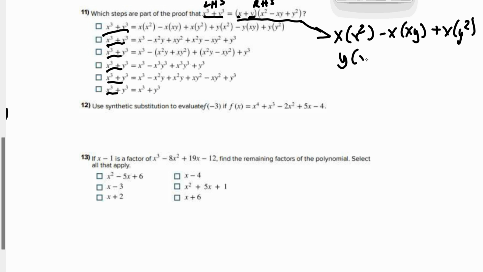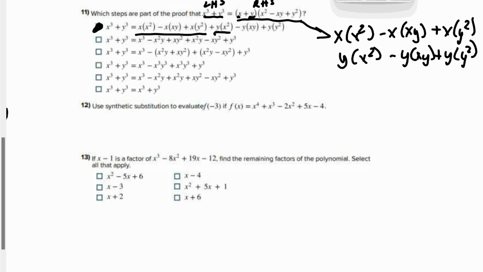So y times x squared, y times a negative xy, and then y times y squared. If we look at all these possibilities, we can see that step is right here: timesing each x by all three of them, and then timesing the y by all three of them. X times all three, y times all three. Now once I find that step, I can see what they do next. Well, they actually multiply it, right?